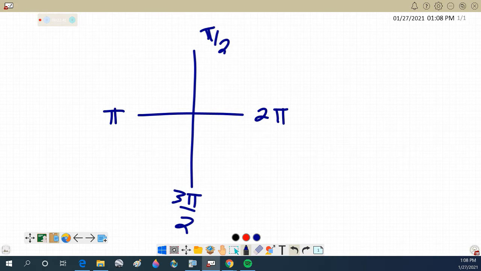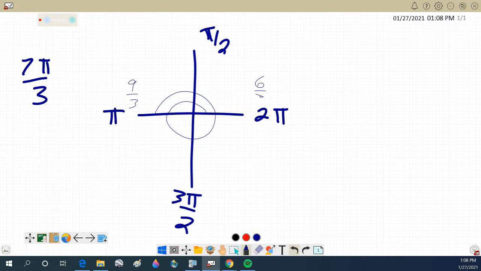Okay, what about 7 pi over 3? Where is that going to land? One. So how far to here? 3. How far to there? 6. How far to there? 9. So compared to 9/3 and 6/3, where is 7? Quadrant 1. All right.